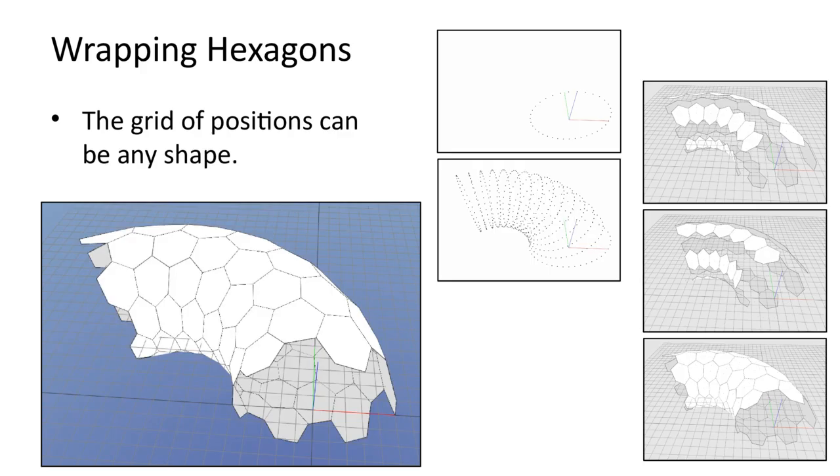Here is a final example that shows that the pattern of positions can be any shape. In this example, the tube is following an arc. The pattern is created using the same process as before. We generate the A pattern and B pattern, and they interlock to create the final pattern.